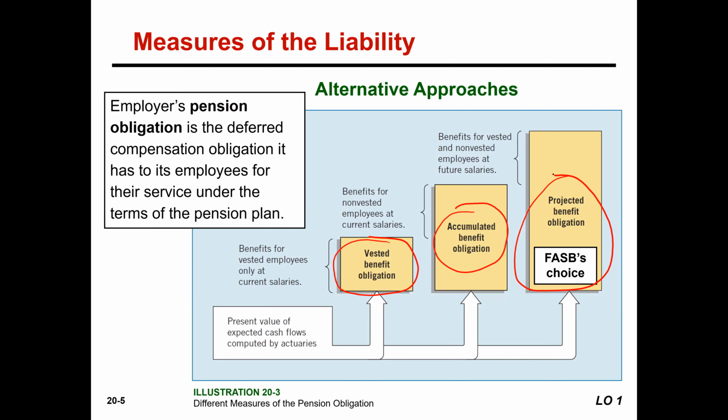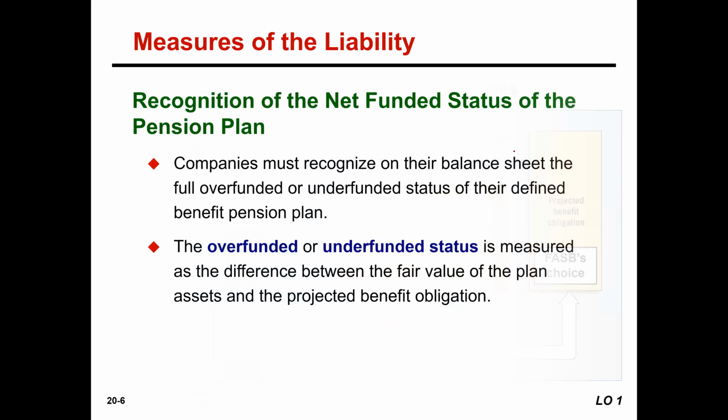So again, the vested benefit obligation uses current salaries. The accumulated benefit obligation also uses current salaries, right? But using future salaries is a better determination because employees are going to be paid benefits or pension based on their future salaries.